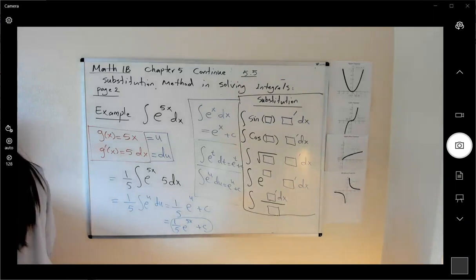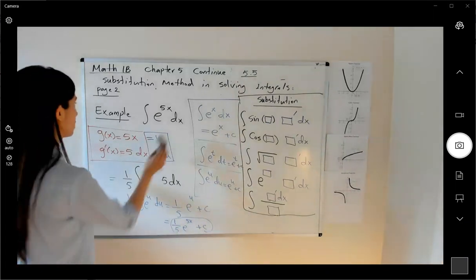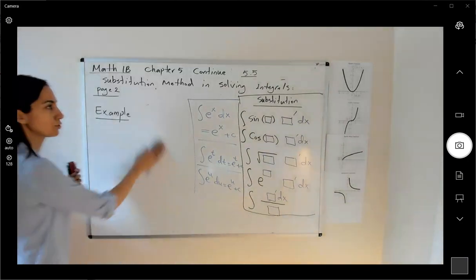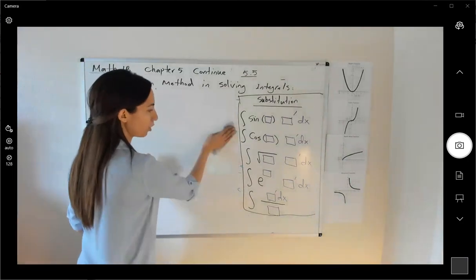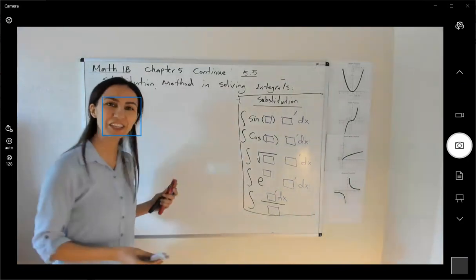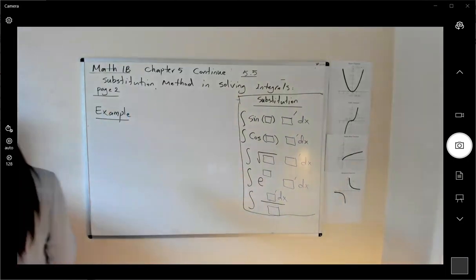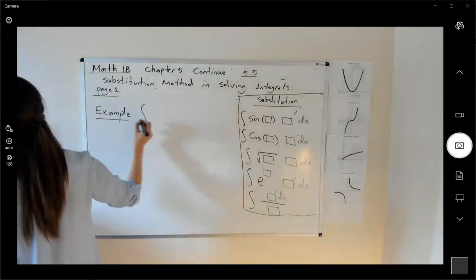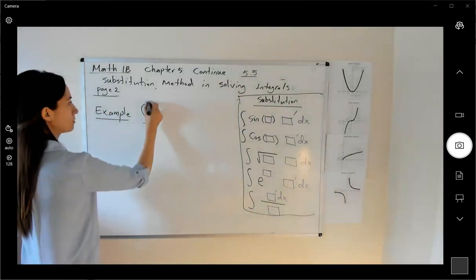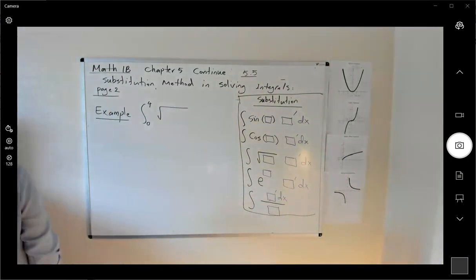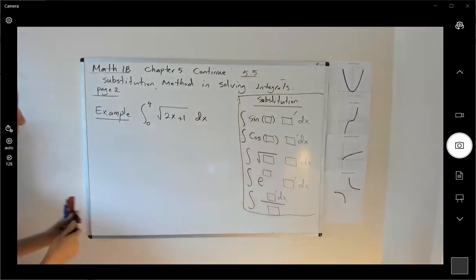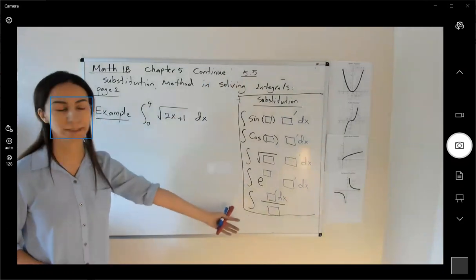We are on page 2, still on page 2. Now we're going to use the u sub method to evaluate a definite integral. In this example, you have the integral from 0 to 4 of the square root of 2x plus 1 dx. Okay, perfect. So look at the general format.